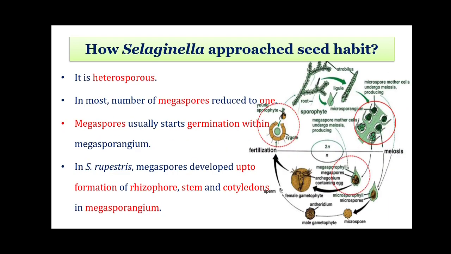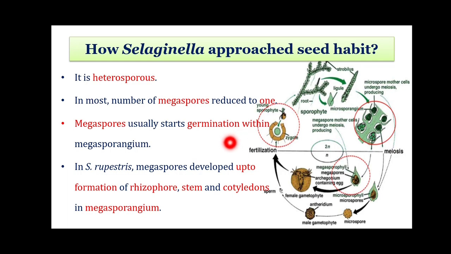Now how has Selaginella approached the seed habit? Probably Selaginella is the first plant which shows the heterosporous condition, and so the question is how it has approached toward the seed habit. As I said just now, it is a heterosporous plant. It shows only a single megaspore, and this megaspore germinates within the megasporangium.